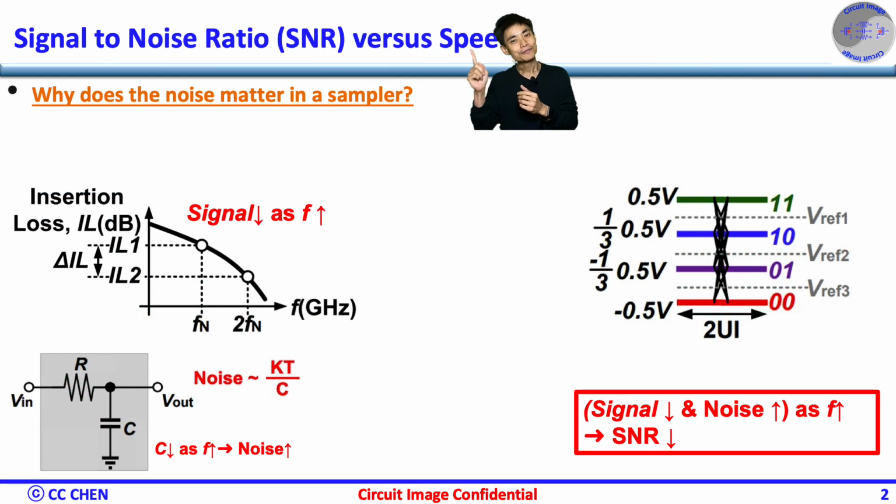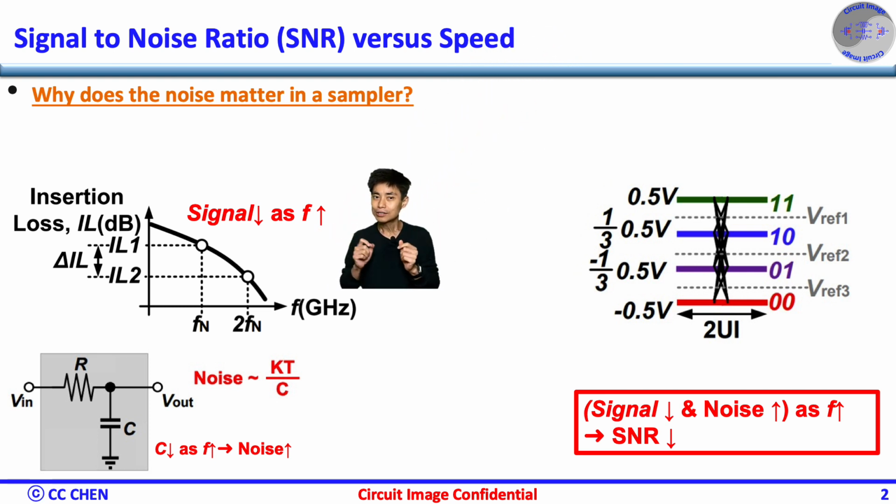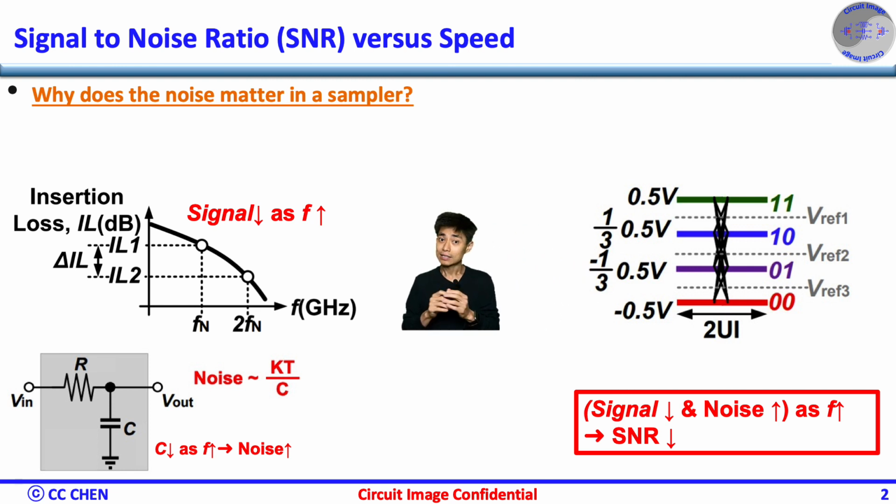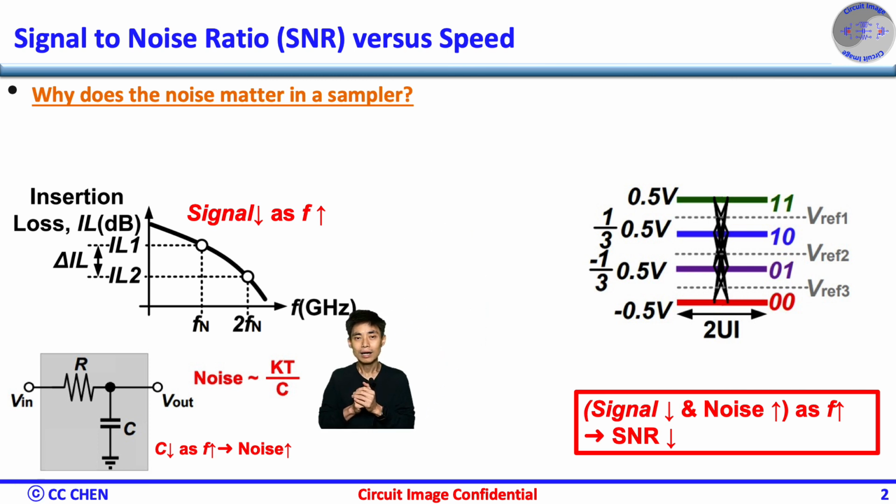Bingo! The first question of when we should start to look at the sampler noise is when we apply the sampler at a high speed. From a signal perspective, the channel loss or the multi-level, for example, PAM4 signaling, reduces signal power more at a high speed. If the noise stays the same at the RX input or the channel output, the SNR will be smaller due to the smaller signal.